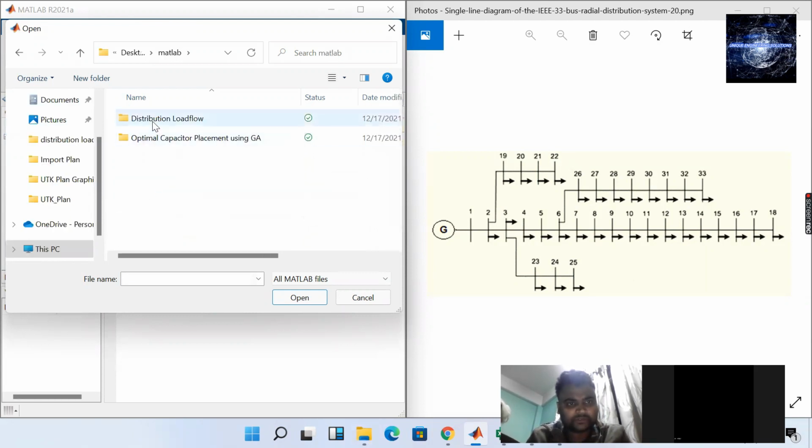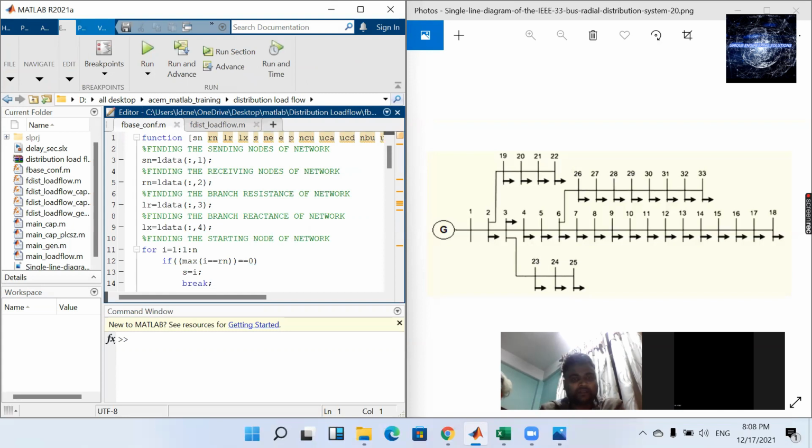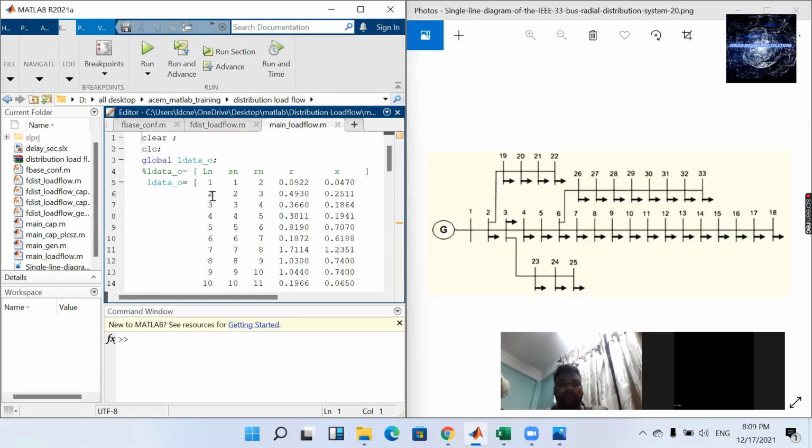MATLAB distribution load flow. While learning the distribution load flow, there are two kinds of methodology by which we can do the load flow analysis. One is BIBC, that is the summation of current method, and the other is the power summation method. Both are based on the forward and backward sweep. That is, in one sweep we calculate the losses, and in another we update the bus voltages.